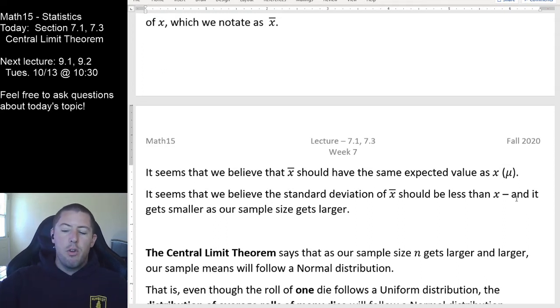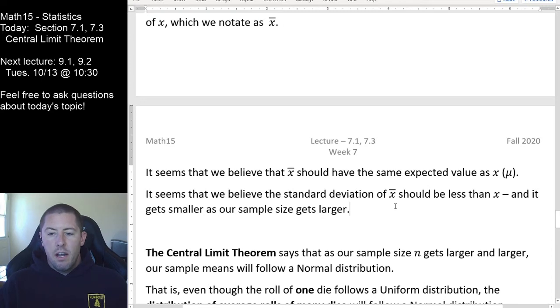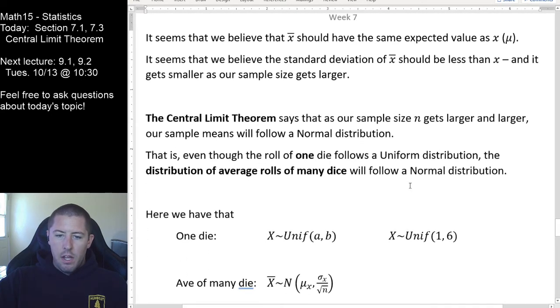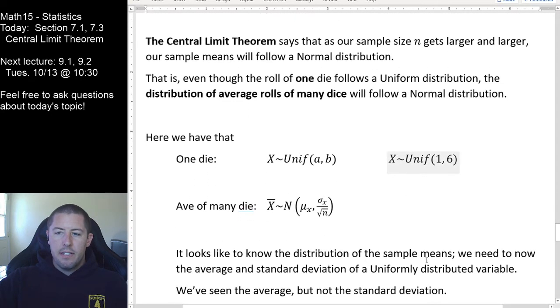The expected value of x, mu. It seems that we think the standard deviation of x bar's distribution should be less than that of x. It should get smaller as our sample size gets larger. The more things we sample, the harder it is for them as a group to deviate from the average, all in the same direction. So the central limit theorem is going to say that as our sample size n gets larger and larger, our sample means will follow a normal distribution.